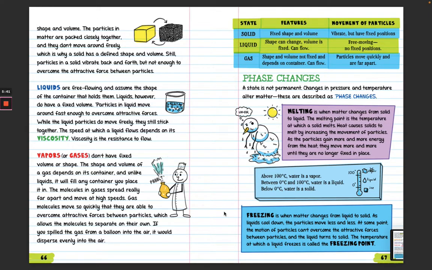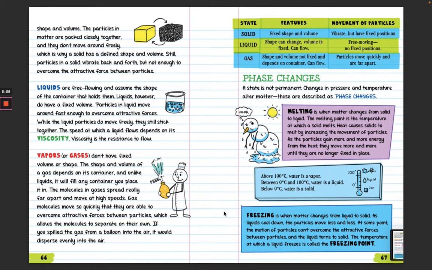Liquids are free-flowing and assume the shape of the container that holds them. Liquids, however, do have a fixed volume. Particles in a liquid move around fast enough to overcome attractive forces. While the liquid particles do move freely, they still stick together. The speed at which a liquid flows depends on its viscosity. Viscosity is the resistance to flow.